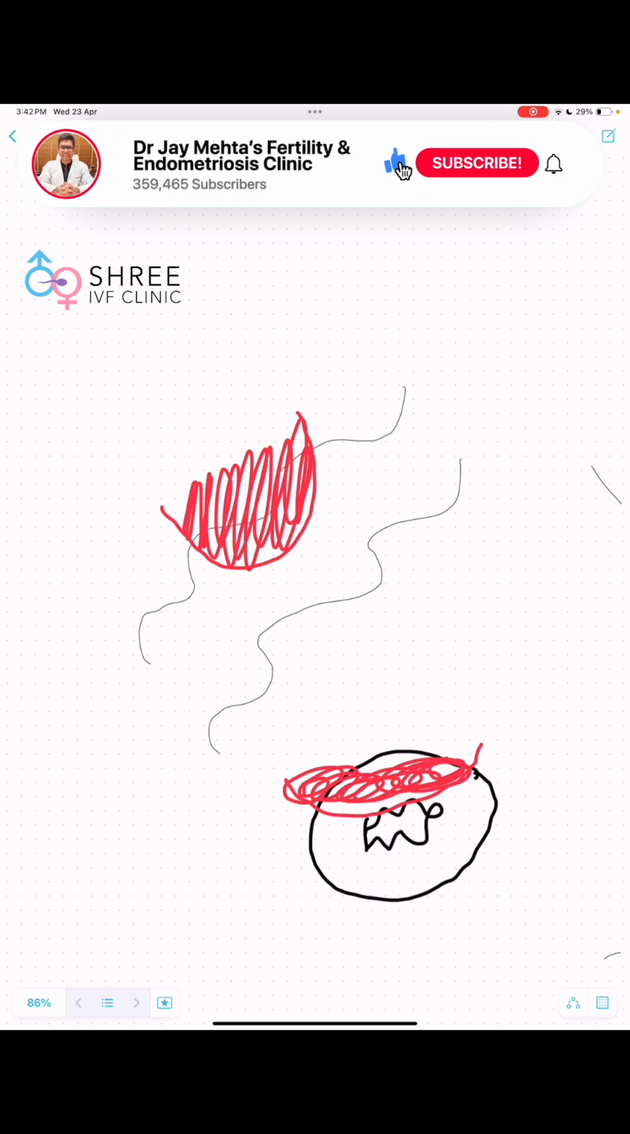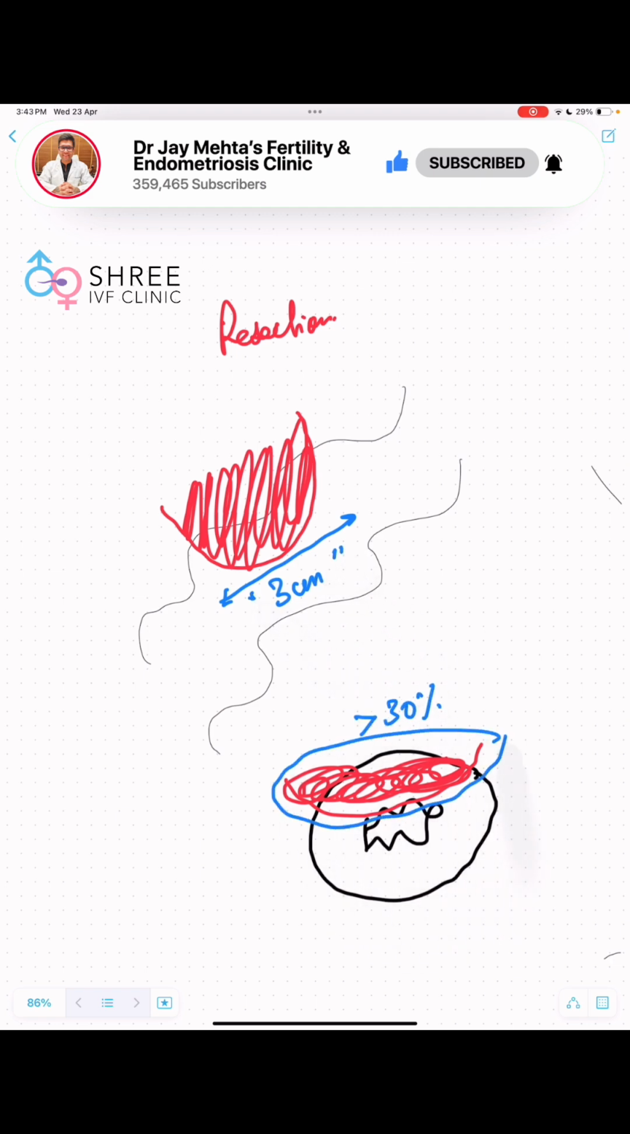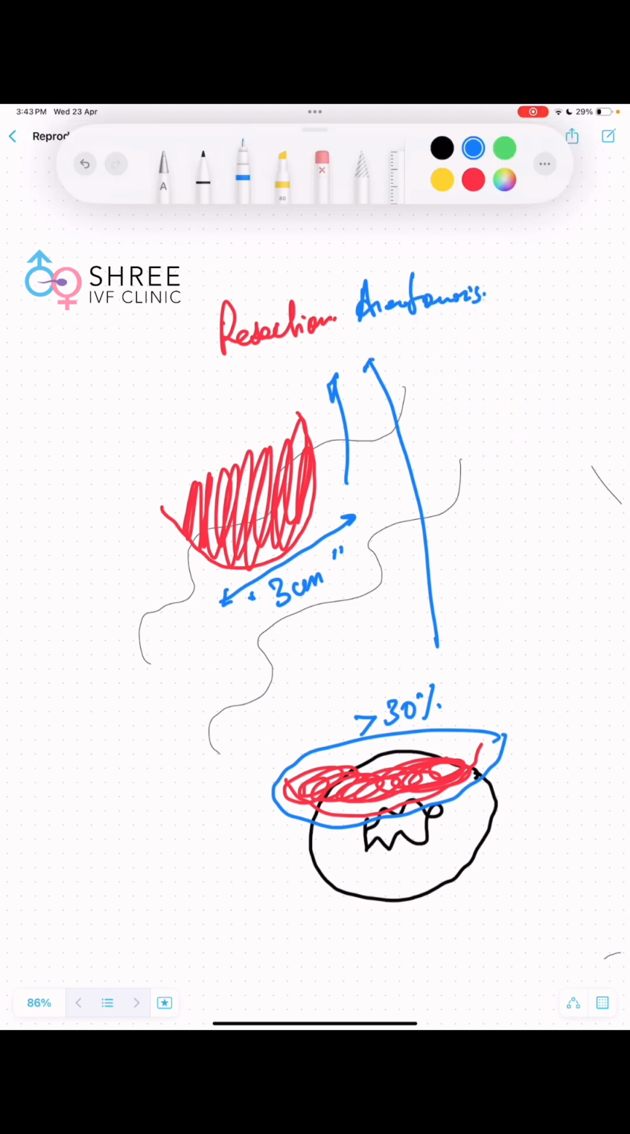Guys, keep in mind very simple criteria when it comes to doing bowel resection and anastomosis. Usually, if the nodule is larger than 3 centimeters in size and if it is occupying more than 30% of the circumference of the bowel, those are the patients who will directly require resection anastomosis. That is something which is important, and there is no medical management which is going to work on this.